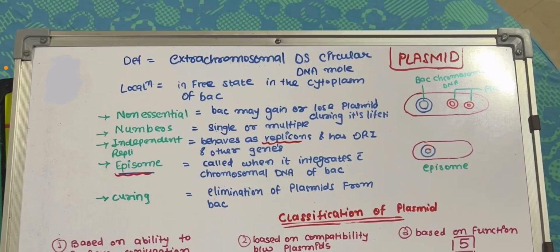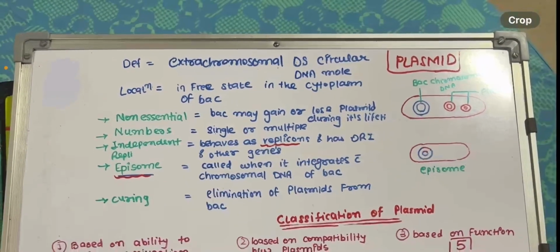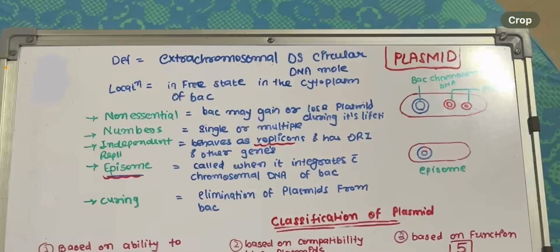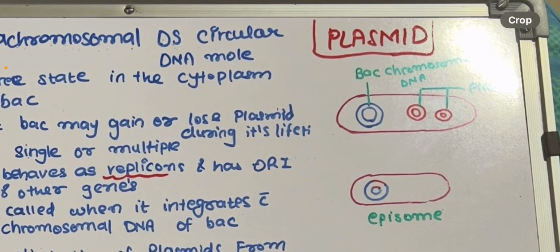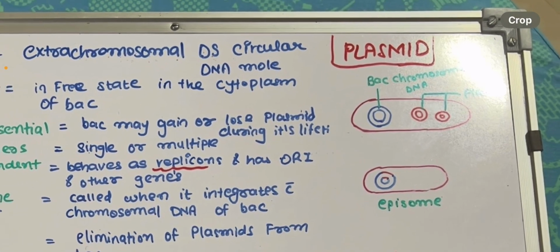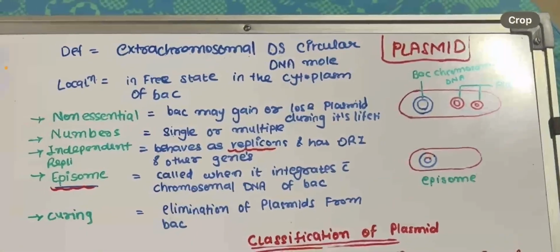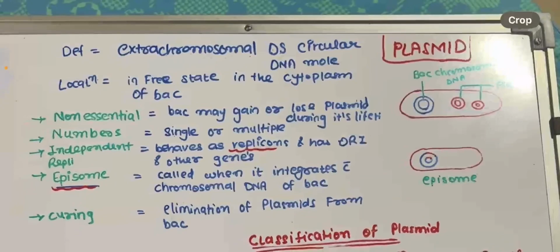So we're going to talk about plasmid, a topic under microbiology. The definition is it's an extra chromosomal double-stranded DNA molecule located in the free state in the cytoplasm of the bacteria. In the diagram, we can observe the blue colored bacterial chromosomal DNA, and the other two, the red color, are plasmids, which are lying freely in the cytoplasm of the bacterial cell. Its definition is extra chromosomal double-stranded circular DNA molecule.